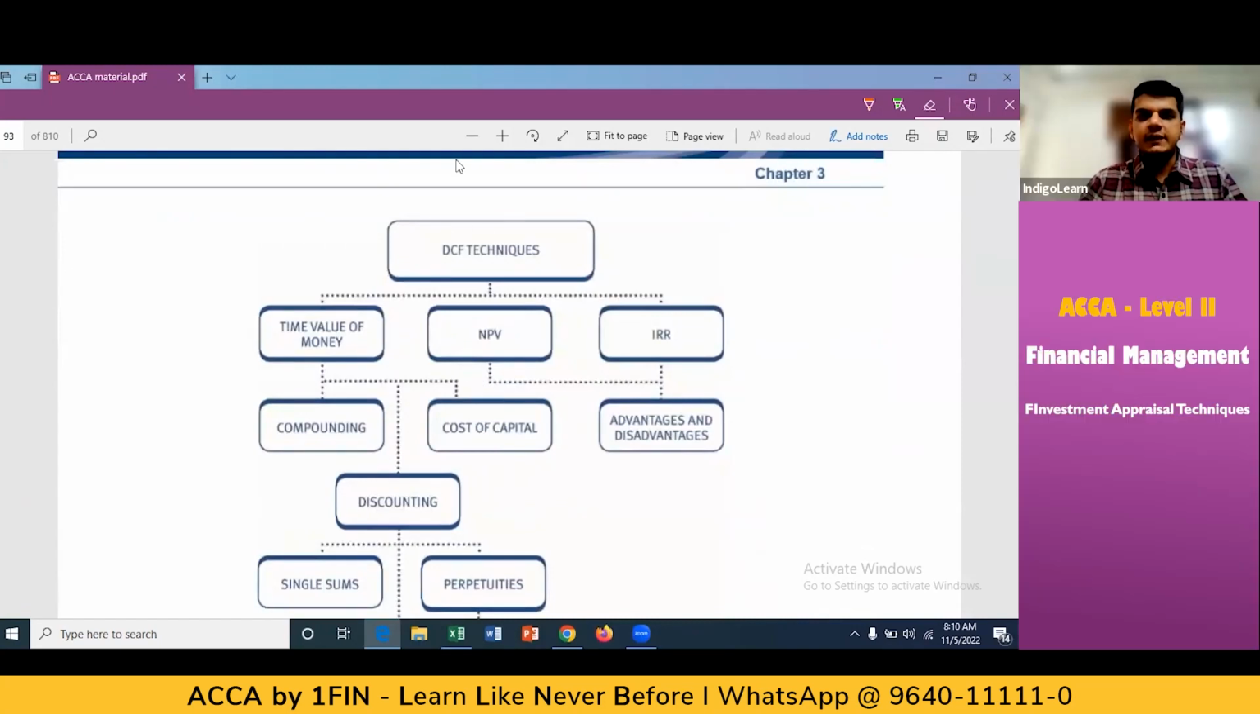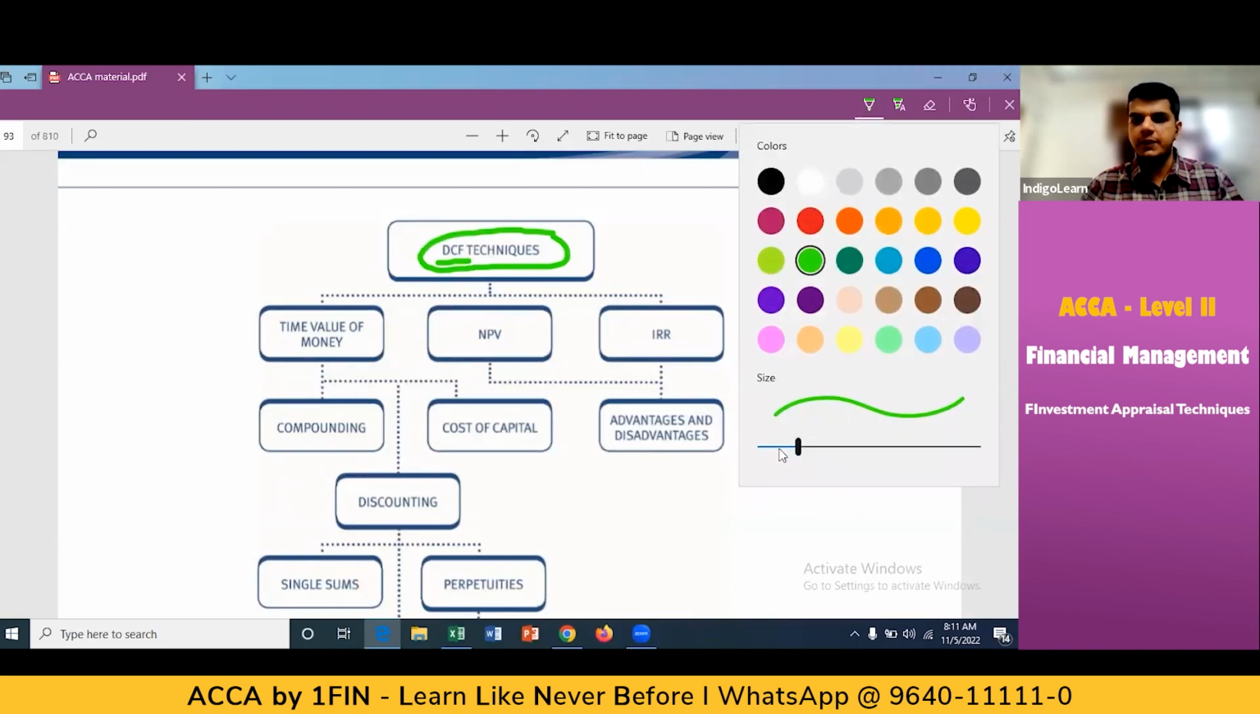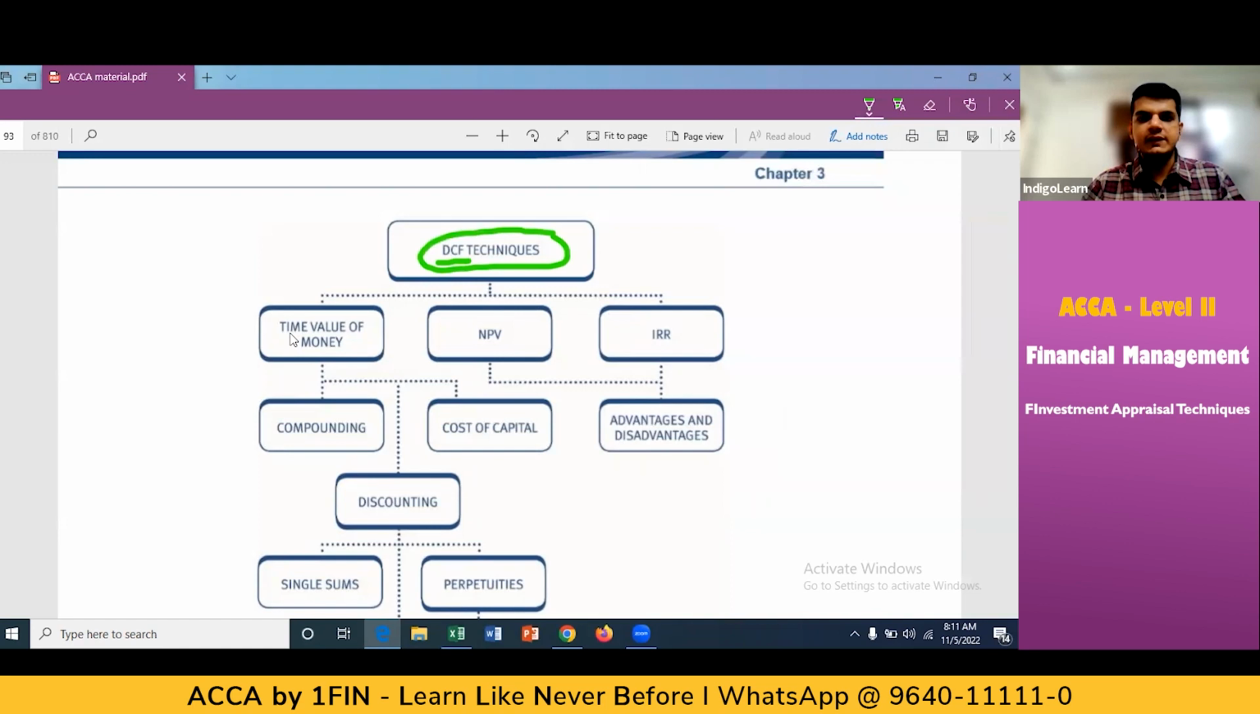So basically, as we have already covered a few things, I will just go through it once again. Here we will study DCF techniques, that is discounted cash flow techniques: how to discount cash flow and take some decision regarding the investment opportunity, whether we have to invest or not, or whether the investment is giving us proper yield or not. These things we will be covering here.